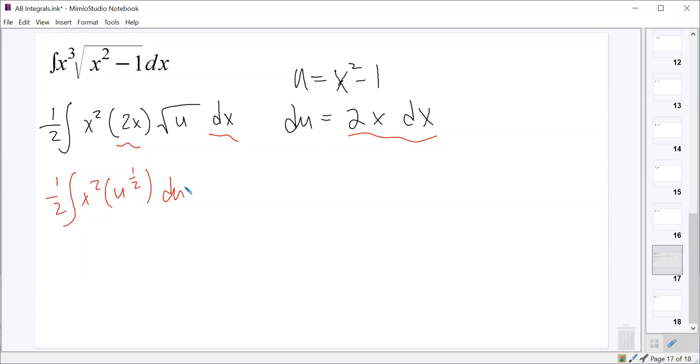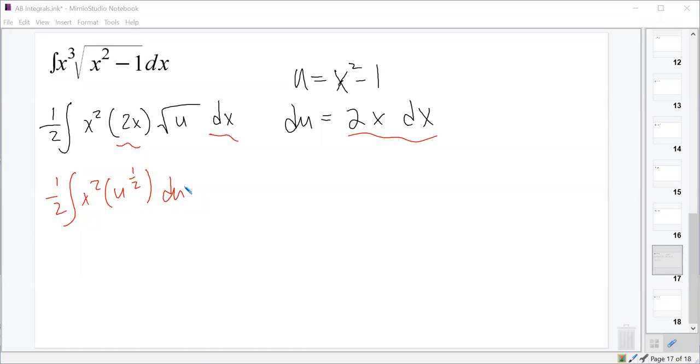du. But we still have the problem of we've got an x squared in with our u and our du. And so how are we going to go about fixing that problem? Another U substitution. We could try to do another u substitution, or we do like a v substitution, but that's not going to work.